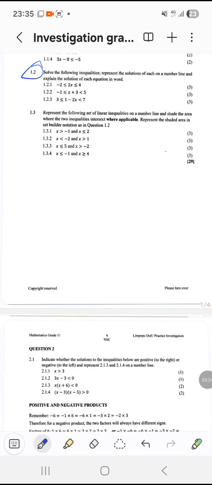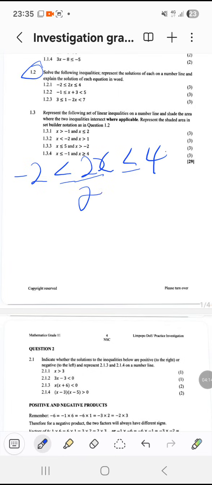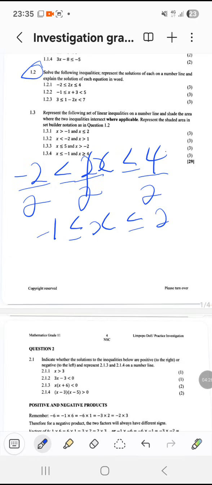1.2, solve the following inequalities. Represent the solution of each on a number line and explain the solution of each inequality in words. Let's do 1.2.1. So we have minus 2, inequality there, 2x and a 4. So let's divide by 2 because we want x to be in the middle alone. So x there. Here we have 2. Here we have minus 1.